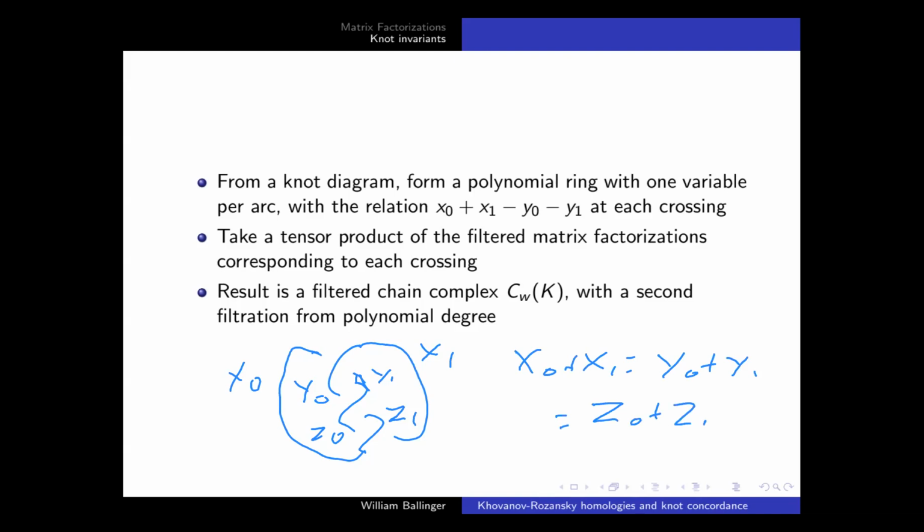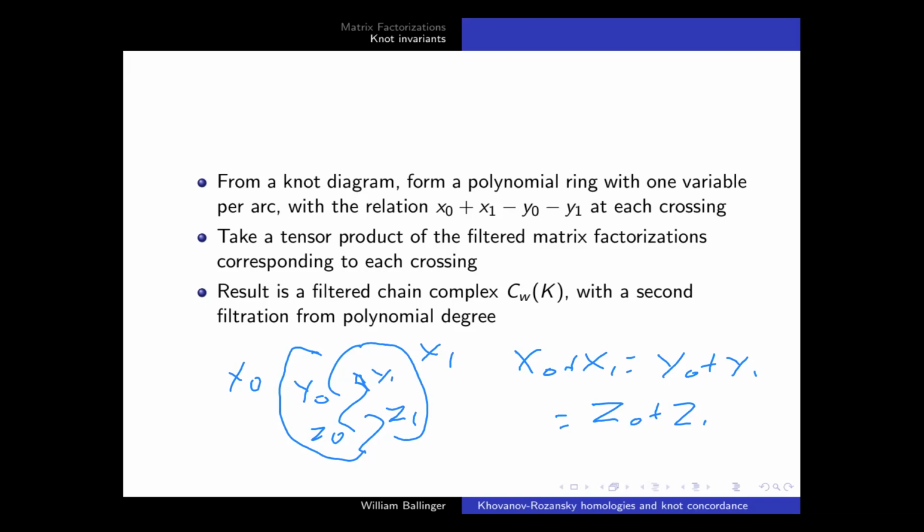And then over this ring, we can extend scalars from that single crossing ring to this larger entire diagram ring for every crossing and take a tensor product of those filtered matrix factorizations at every crossing. And we get in the end a filtered matrix factorization corresponding to this knot diagram. And I should say that actually it has a second filtration on it.